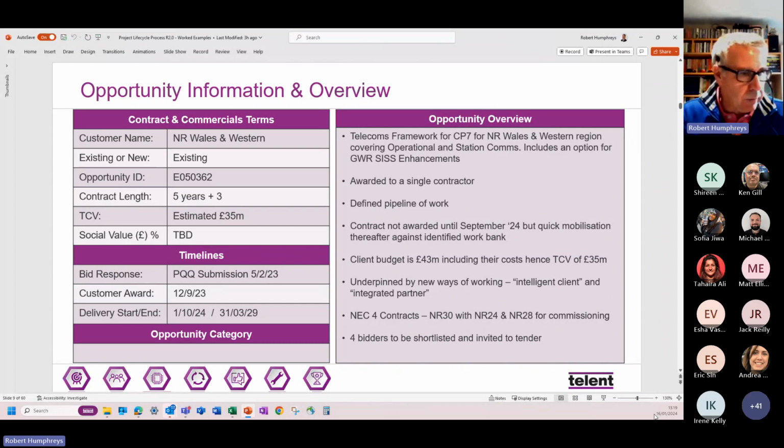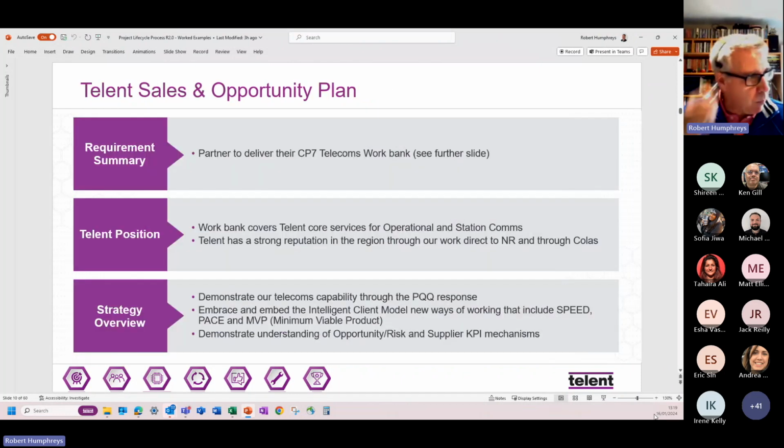So, some basic information about the framework. Within Salesforce, which is obviously our customer relationship management tool, which the opportunity owners and bid managers use to manage that bid winning process, we're already collating at this stage information about the opportunity: what the requirement is, what our position is as far as talent is concerned, why we want the work, and also an overview of what it is that we're going to do as our winning strategy.